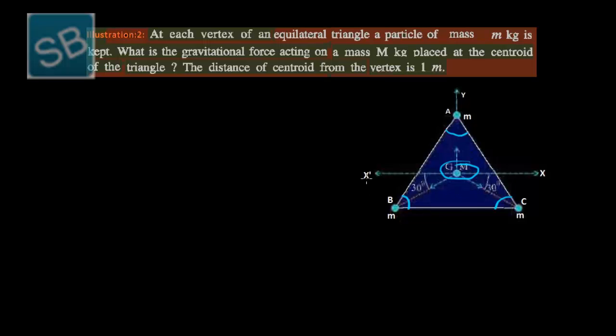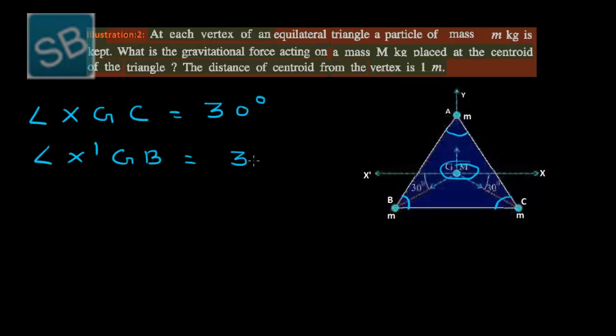Now, as this is an equilateral triangle, the angle made from the centroid to each side is 30 degree because it is at the center, and angle ABC is equal to angle BCA is equal to angle CAB, all are 60 degree. And now we know some angles. Angle XGC due to this centroid is 30 degree, and also angle XGB is 30 degree again.